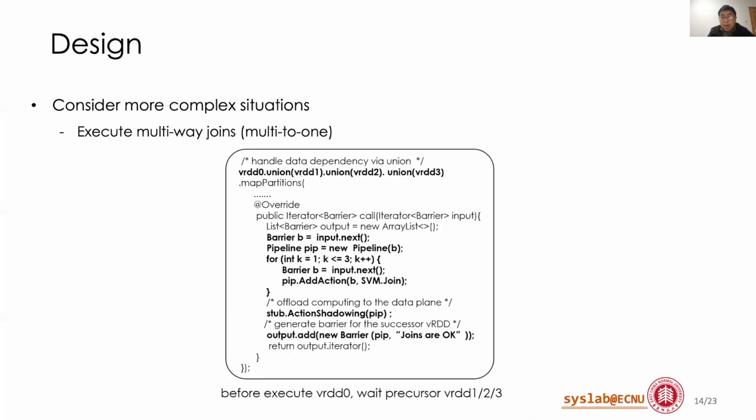Let us consider a more complex situation such as multiway joins. This application consumes multiple vRDDs to produce the final result. It is similar to the map but needs to wait for multiple barriers from the previous vRDDs because of its data dependency.